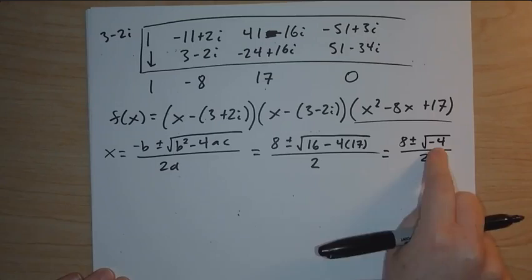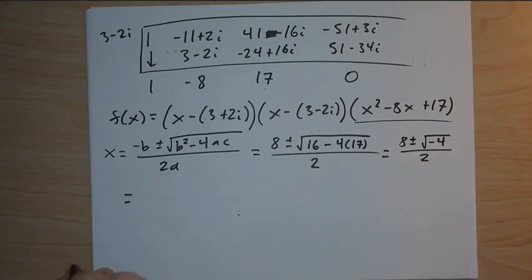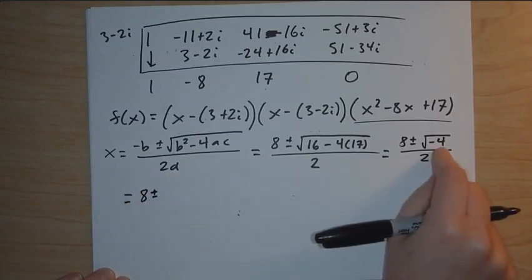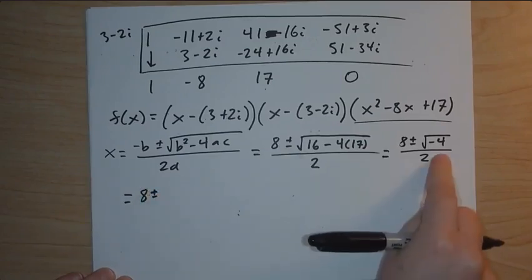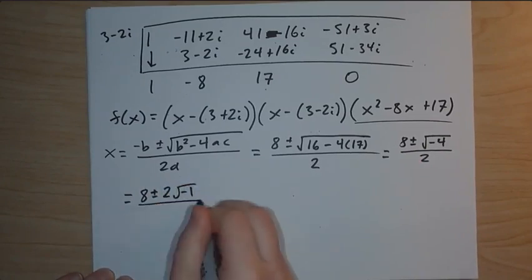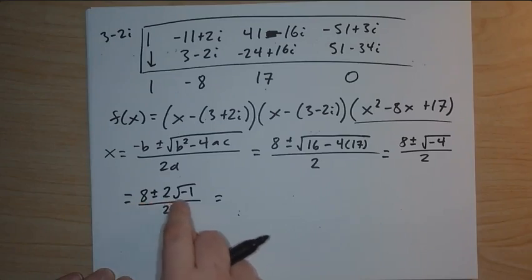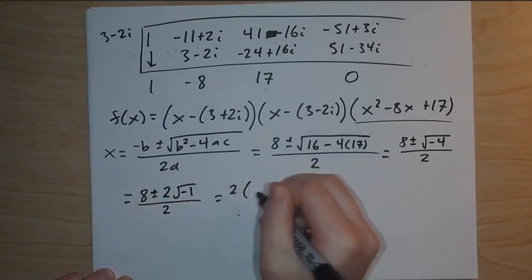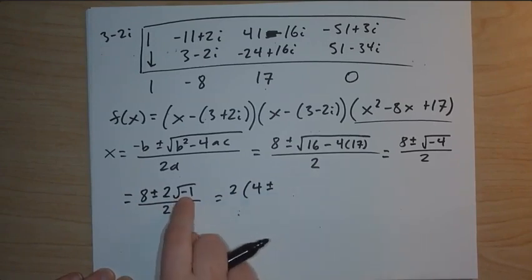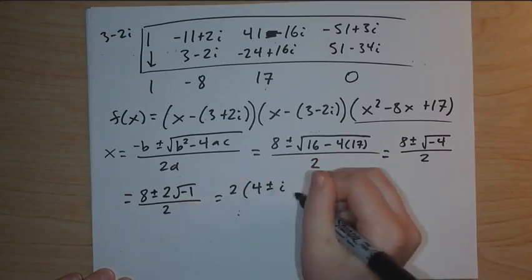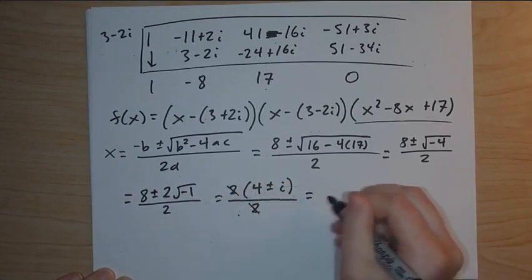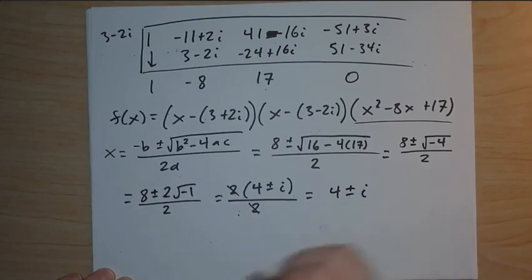We can simplify the square root of negative 4 as follows. We have 8 plus minus 4 is the same thing as 2 times 2. So this is 2 squared. We can take out the 2 to the front. So this is 2 times the square root of negative 1 divided by 2. We can factor a 2 out of these top two numbers. So this is 2 times 4 plus minus 1. And then the square root of negative 1 is i. Divide by 2. 2 over 2 cancels. So this is just equal to 4 plus minus i.